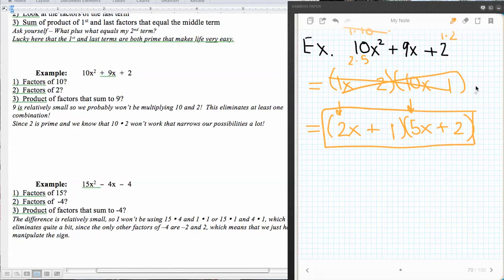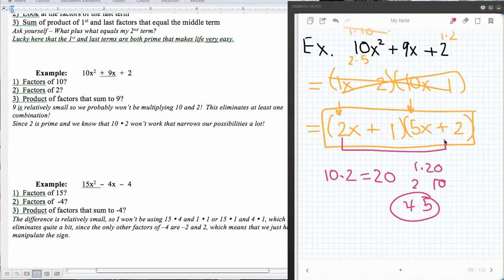And remember our factoring by grouping method? Well, our factoring by grouping method would have shown us that if we did 10 times 2, we would have gotten 20, and we would have had a 1 and a 20, or a 2 and a 10, or a 4 and a 5. And if we wanted to make a sum of 9, then we would be using a 4 and a 5. And look at the products that we got. Our outside product was 4 and our inside product was 5. And that's where those factoring by grouping methods can come in handy.